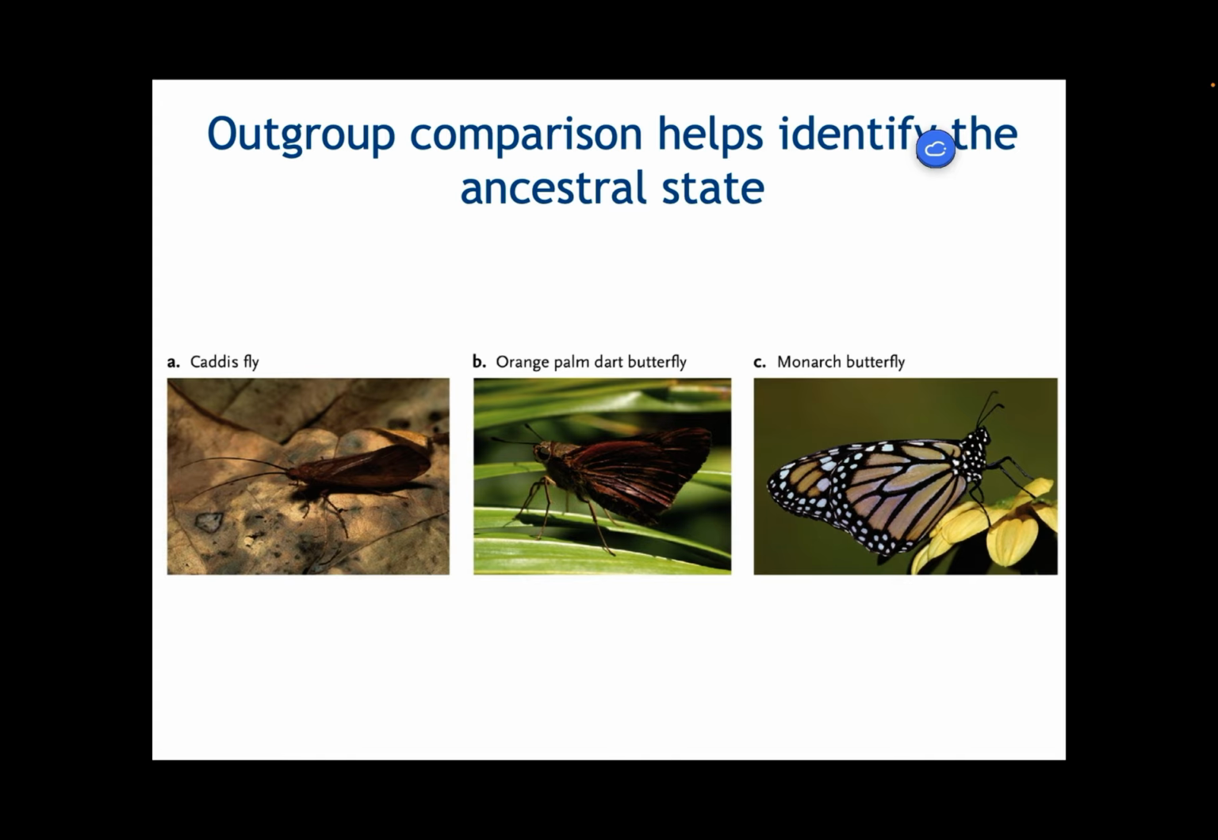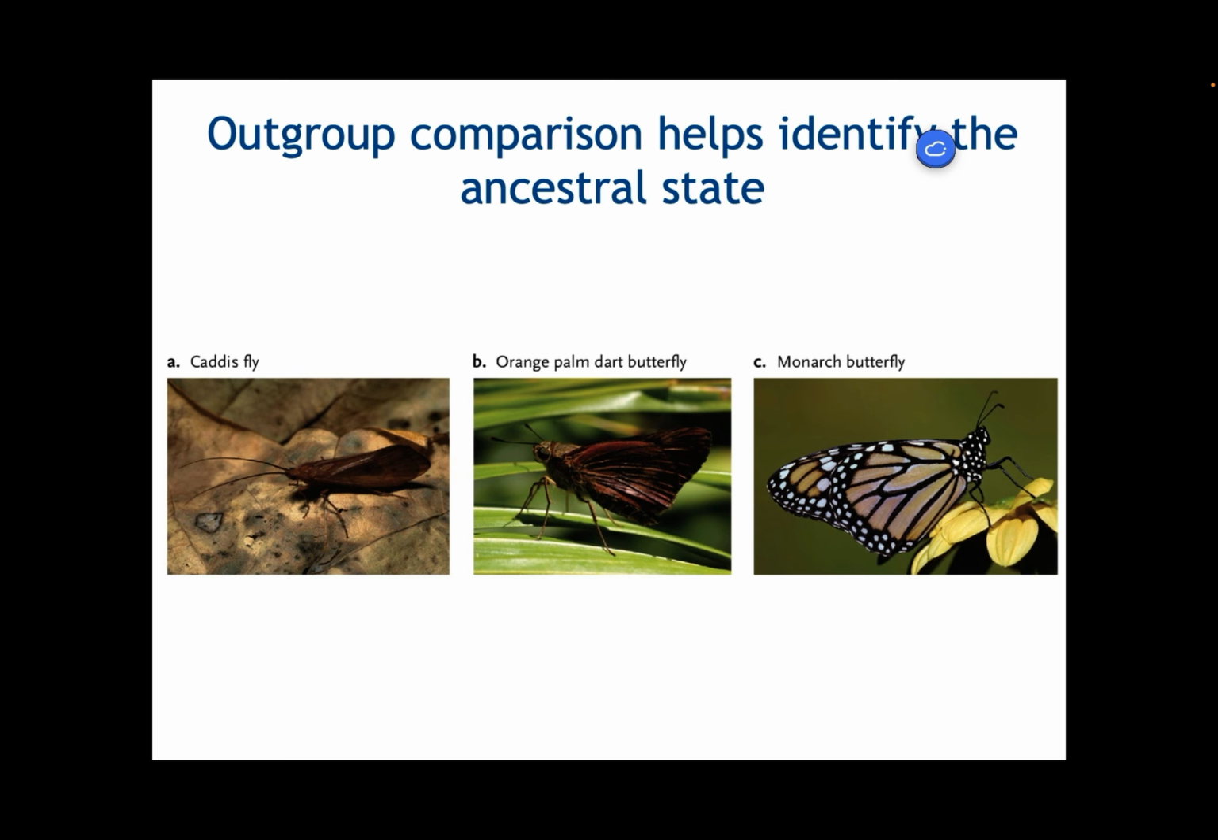Say you wanted to use the number of legs that an adult butterfly has as one of your traits. And there's variation among butterflies. A lot of butterflies as adults have 6 legs. So like this orange palm dart butterfly, the number of legs is 6. But there's also some butterflies, like monarch butterflies, that have 4 legs. And so we're like, well, which is derived and which is ancestral? And the way that we can answer that is to examine an outgroup.